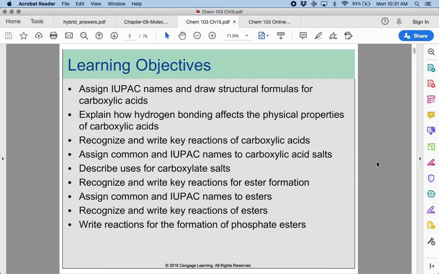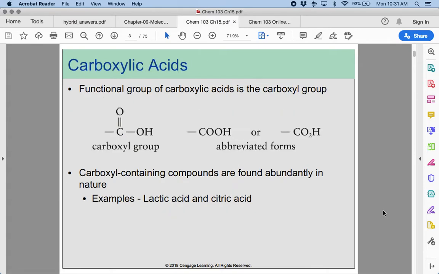We'll also talk about some common names of these, how to name some of the salts that come from the reactions, and we'll do that for carboxylic acids and esters. And then we'll talk just really briefly about phosphate esters, as those will come into play again when we get to our biochemistry section.